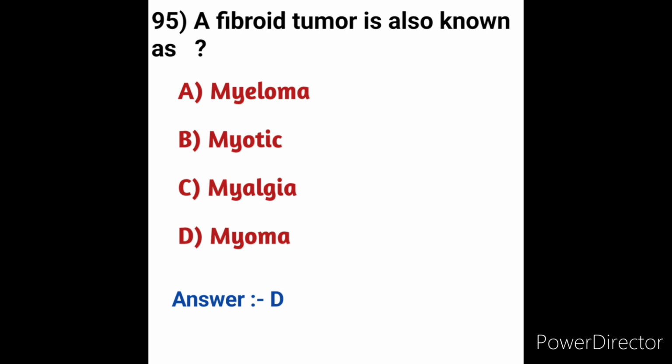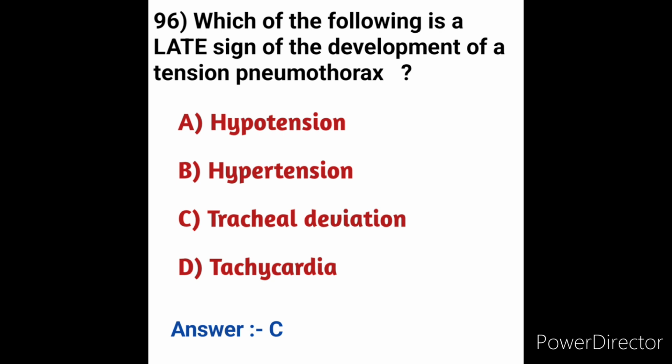Next we will move on to question number 96. Which of the following is a late sign of the development of a tension pneumothorax? Not an early sign, a late sign. Options: option A hypotension, option B hypertension, option C tracheal deviation, option D tachycardia. A late sign of tension pneumothorax is that the trachea will eventually shift to the unaffected side. So here option C, tracheal deviation, is the late sign.